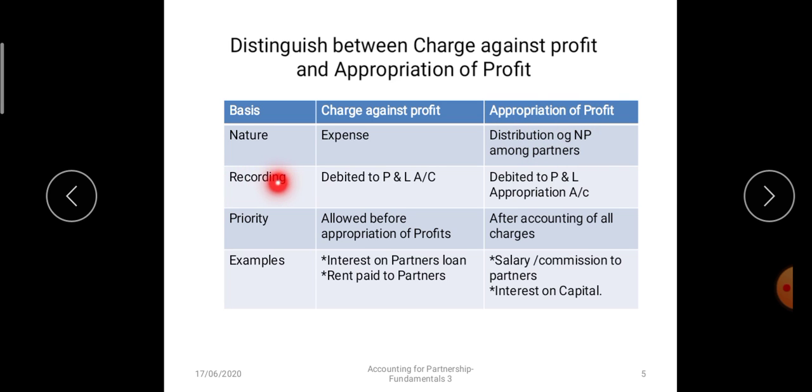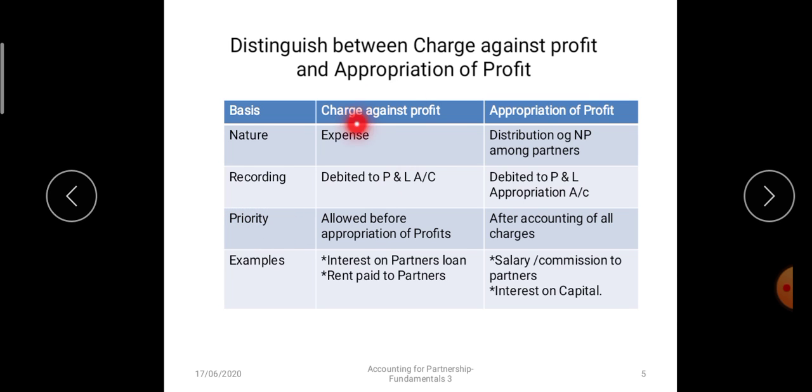Where will you record it? The charge against profit will be debited to the profit and loss account. After the profit and loss account, an extension of the P&L account is prepared, which is known as the P&L appropriation account. So the appropriation of profit, that is salary to partner, commission to partner, will be debited to the profit and loss appropriation account.